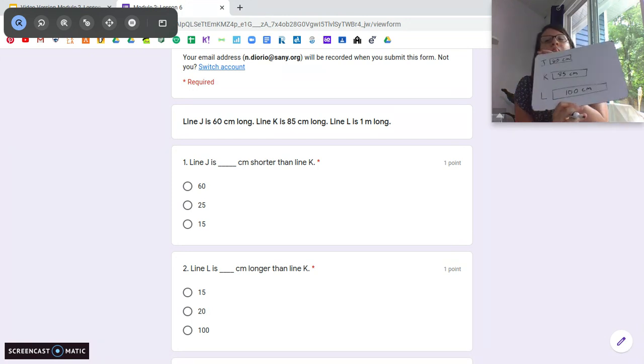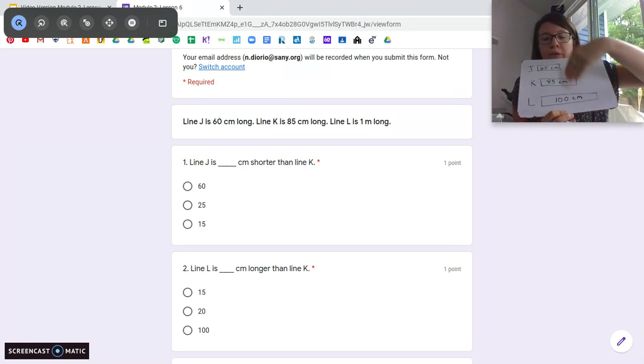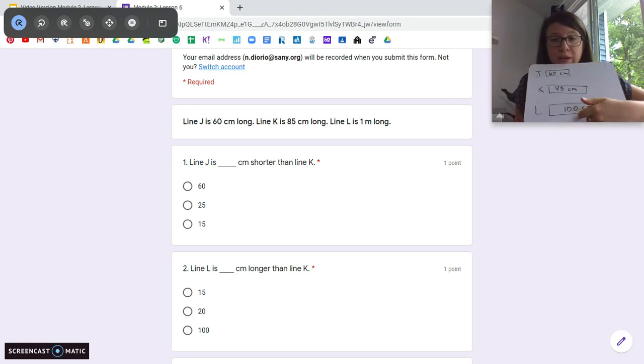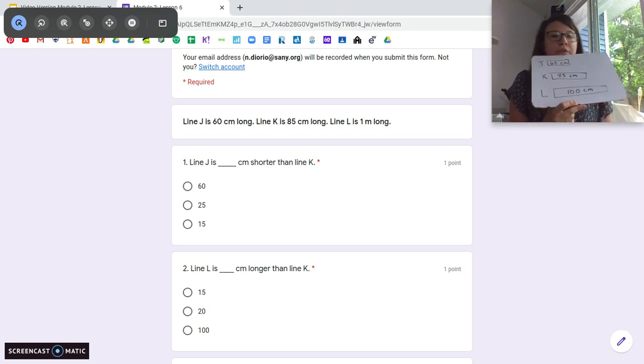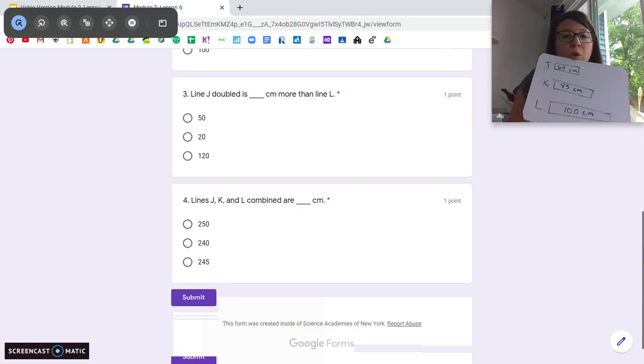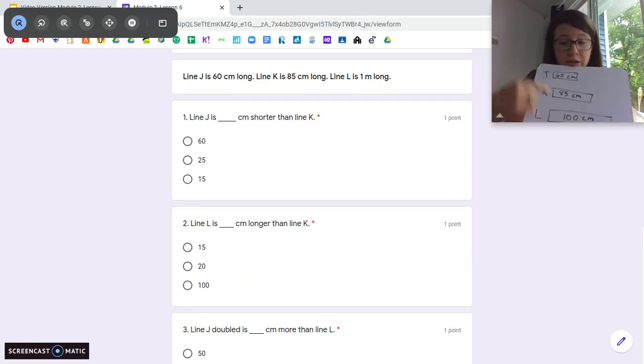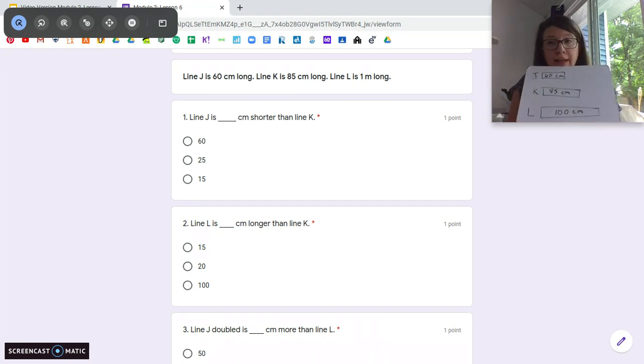So what I did was just draw them in order, so I can see which one's the longest, and I changed 1 meter to 100 centimeters because I know 1 meter is 100 centimeters. And then I did 85 and 60, and I did the boxes to show the lengths. Now, you're going to have 4 questions to answer about the lengths of the objects.